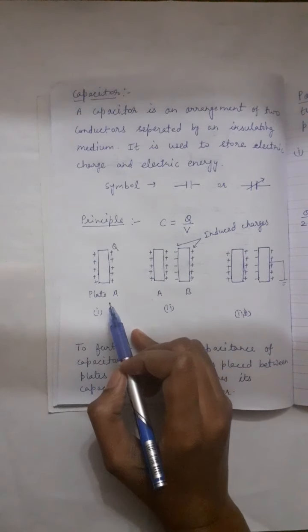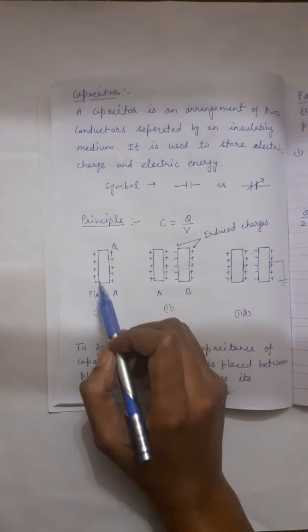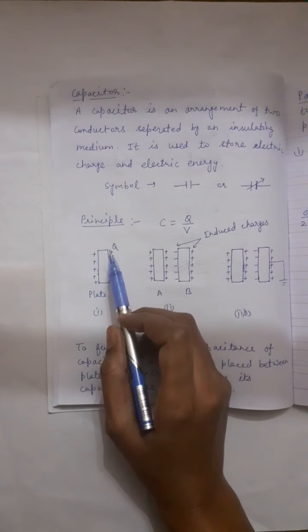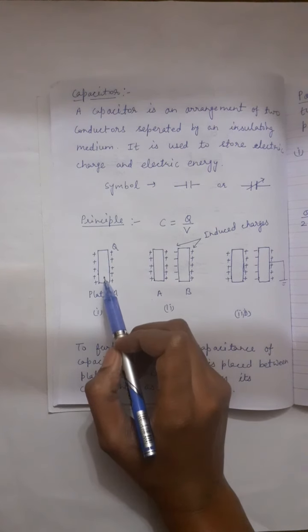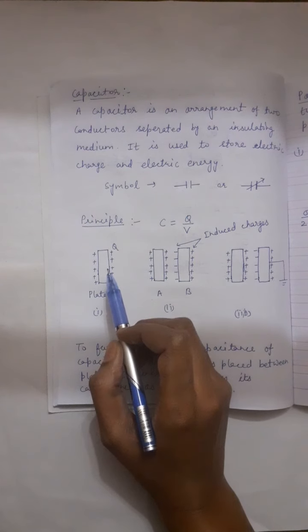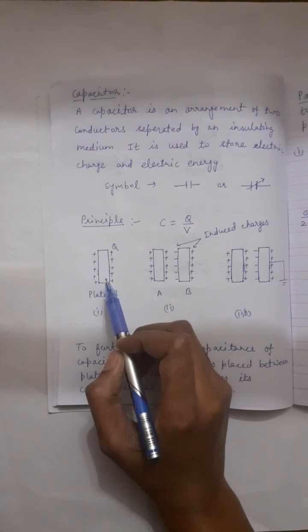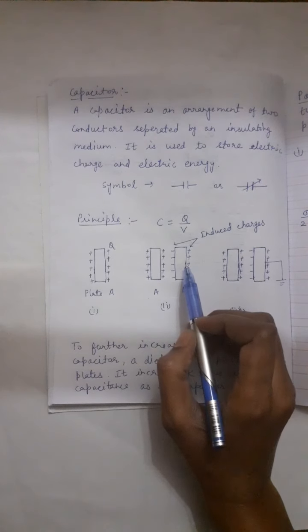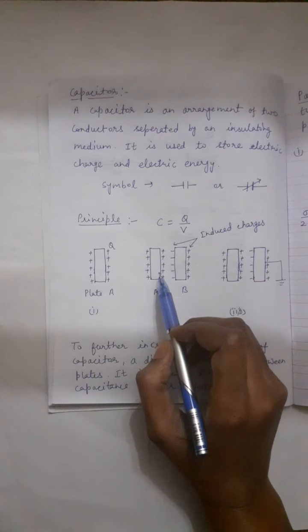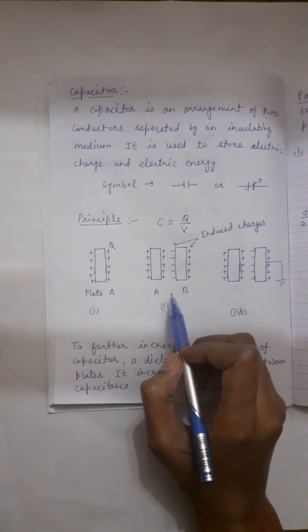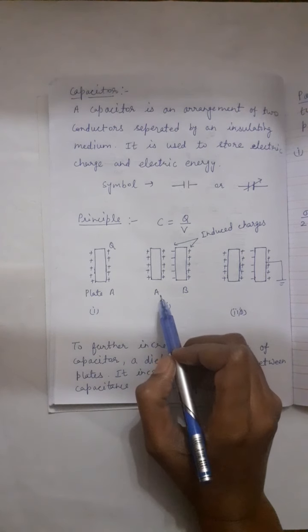Let us suppose this plate A is a charged plate and some charge Q is given to it. This plate is fully charged and we cannot increase this charge. So if we want to increase its capacitance, we cannot increase the charge. So what we will do is place an uncharged plate near the plate A. Suppose this plate B is an uncharged plate and it is kept near the charged plate A.